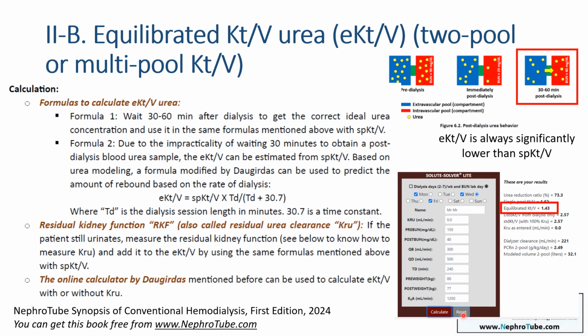This is our same patient, Mr. But the same data you enter, you just press calculate. Here you will find that the equilibrated KT/V of the patient is calculated, which is 1.43. Again, the blood urea sampling precautions to calculate the pre-urea sample and the post-urea sample are the same as the precautions we mentioned before in the single pool KT/V, that you have to slow the blood pump and so on.